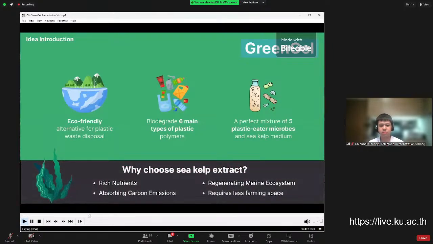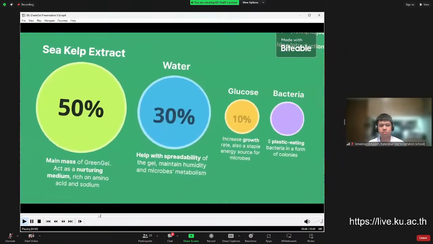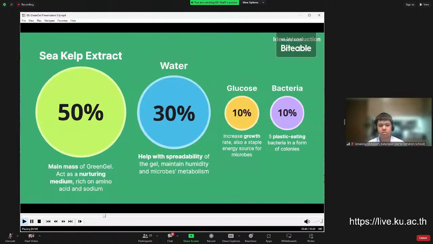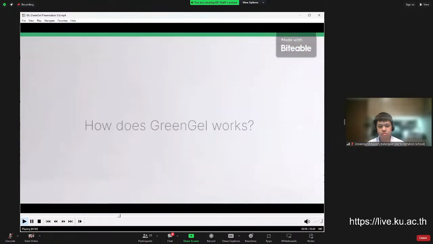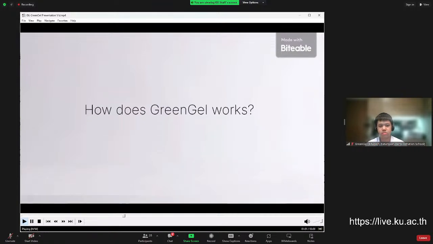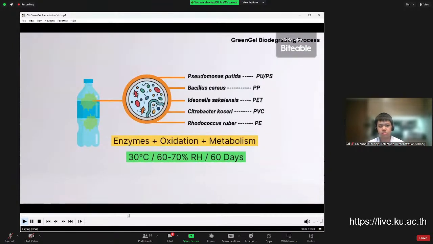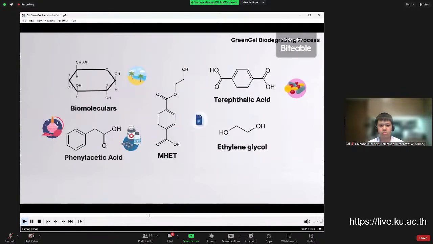medium. Why choose sea kelp? We have rich nutrients, absorbing carbons, and regenerating marine ecosystem. It consists of 50 sea kelp extract, 30 water, and each 10% of glucose and bacteria. Once the gel touches with the plastic, each bacteria will do its job to biodegrade in a strict condition and with each one of chemical process. For the product, we can use it for perfuming, medicines, release it into the ocean, and cooler.